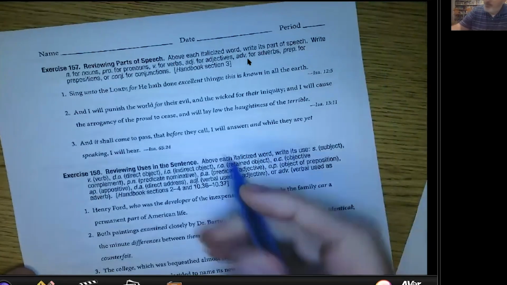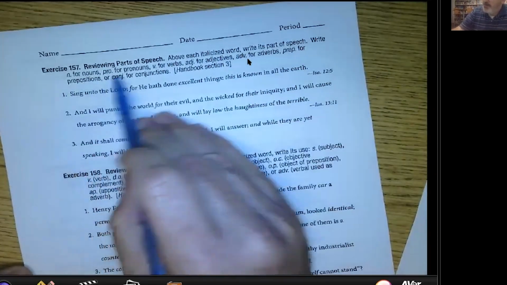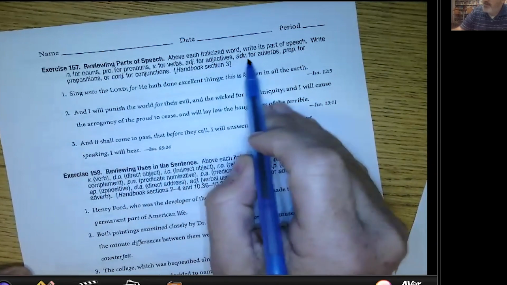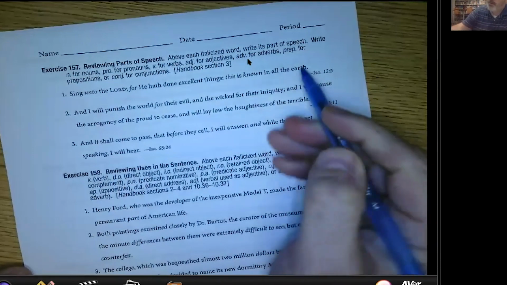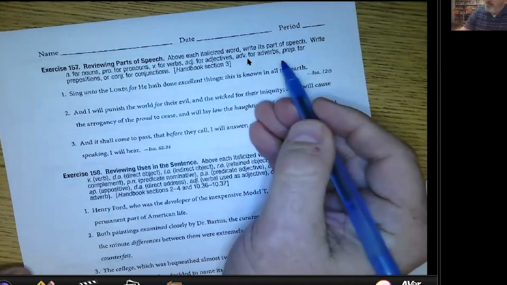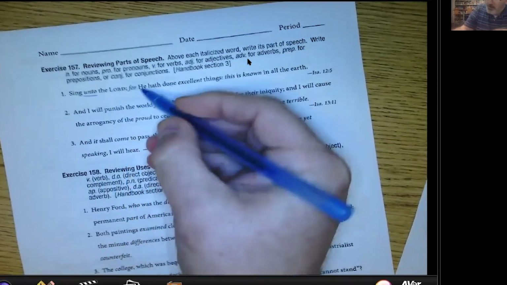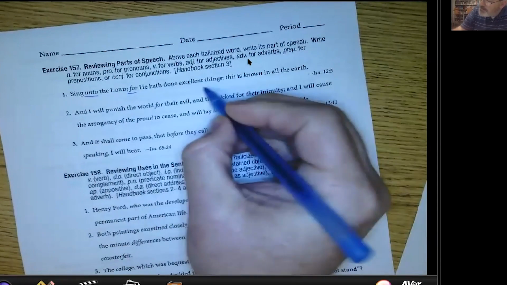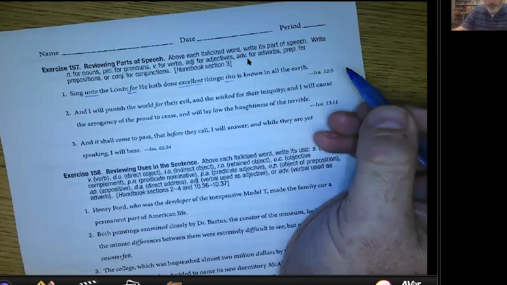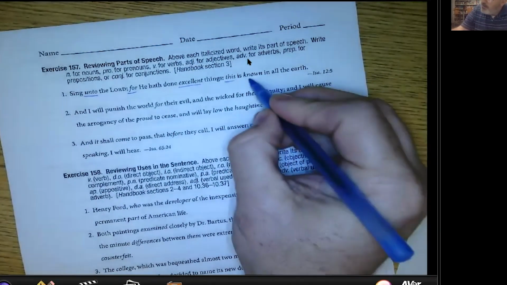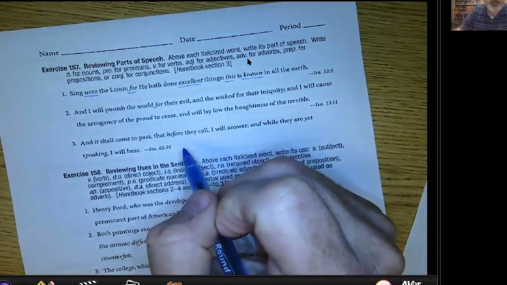All right. Reviewing parts of speech. Above each italicized word, write its part of speech. Write N for nouns, pro for pronouns, V for verbs, ADJ for adjectives, ADV for adverbs, prep for prepositions, and CONJ for conjunctions. This shouldn't be too hard. So I am going to underline the italicized words just so I don't miss them. Is that all of them? There should be 4. Nope. Known is italicized as well. In photocopies, it's hard for me to tell what's italicized.